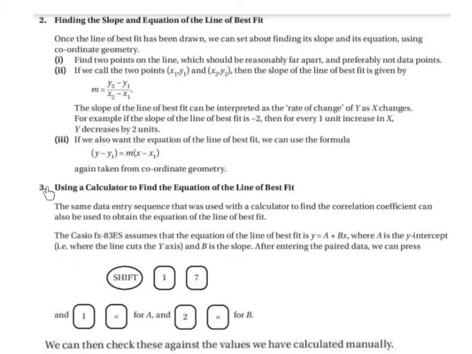Part 3. Using a calculator to find the equation of the line of best fit. The same data entry sequence that was used with a calculator to find the correlation coefficient can also be used to obtain the equation of the line of best fit. The Casio fx 82ES assumes that the equation of the line of best fit is y equals a plus bx, where a is the y-intercept, i.e. where the line cuts the y-axis, and b is the slope. After entering the paired data, we can press Shift 1 7 and 1 equals for A and 2 equals for B.